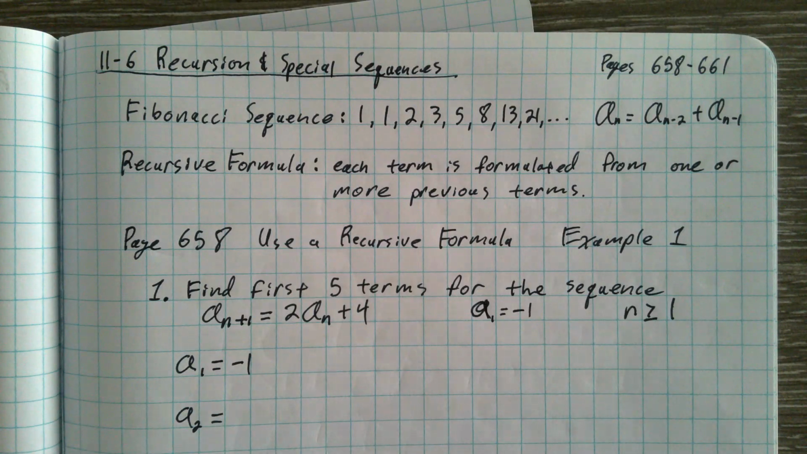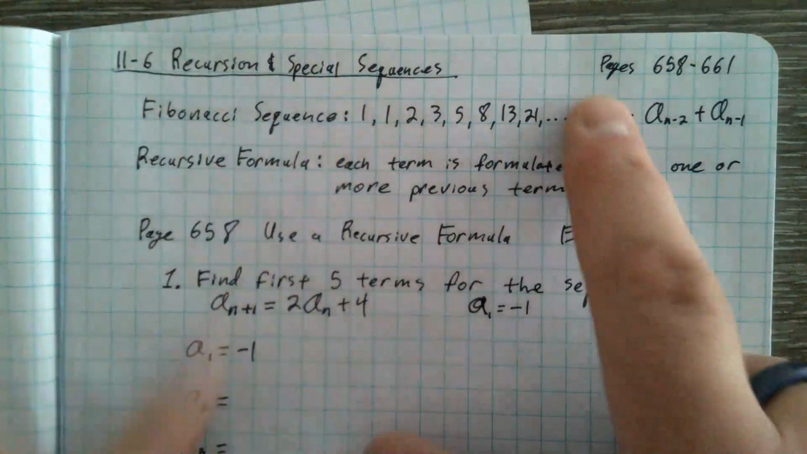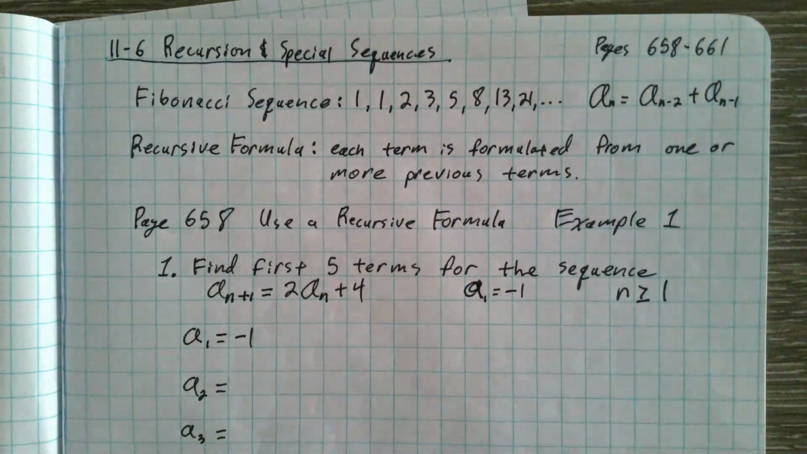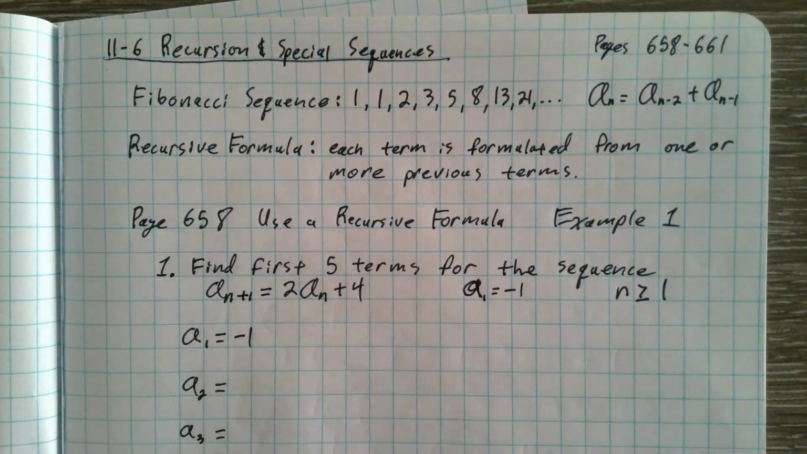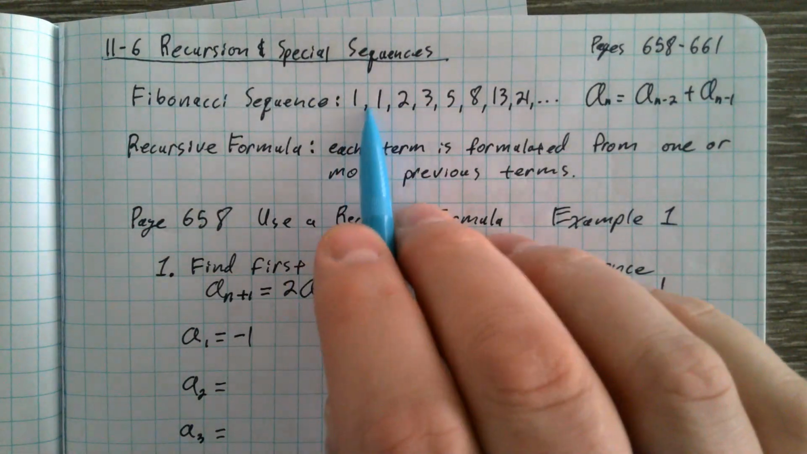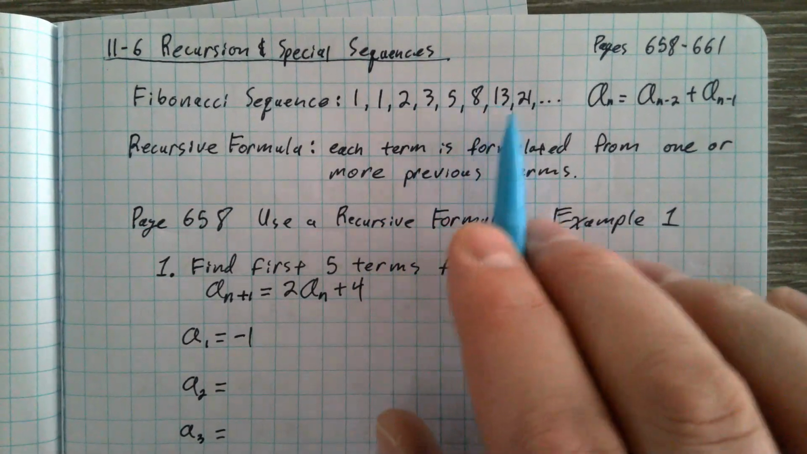Okay, so we are in 11.6, recursion and special sequences. Here are the page numbers to tell you where to go. So we start with the Fibonacci sequence. This is our first recursive sequence we're going to look at. It goes 1, 1, 2, 3, 5, 8, 13, 21, and so on.